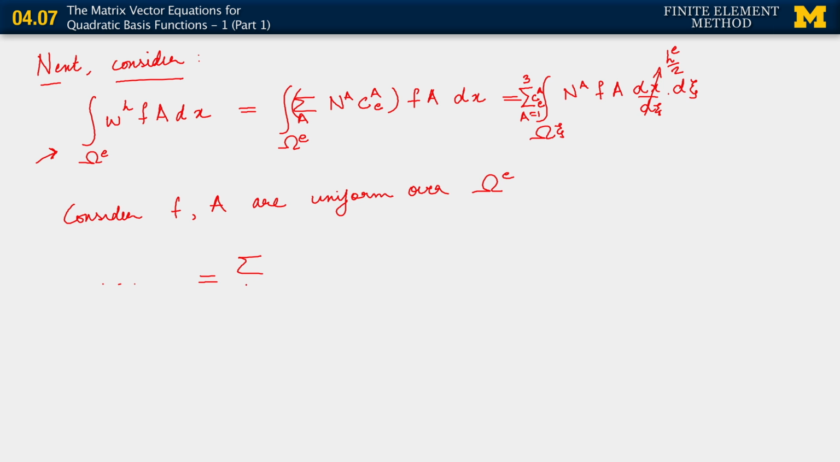So what we're trying to compute, which I've represented here with ellipses, is the sum a equals 1 to 3 of c_A^e times f a h^e over 2, integral minus 1 to 1 of N_A dxi. Now, just as we did before in the case of linear basis functions, and just as we did in the previous segment in order to compute the left-hand side integral, we go now to matrix vector notation.